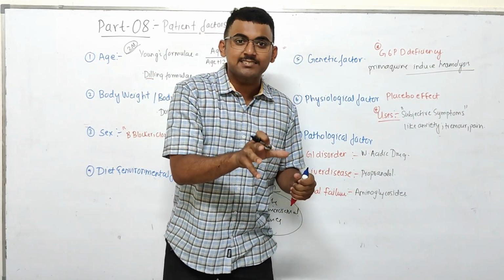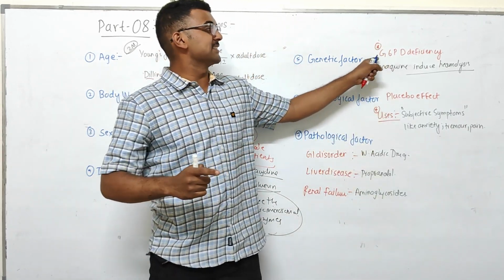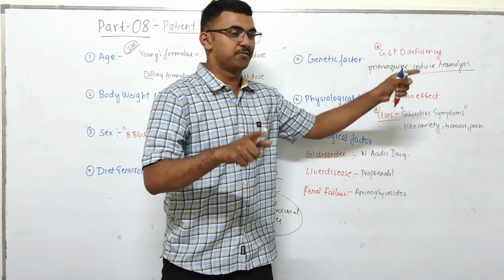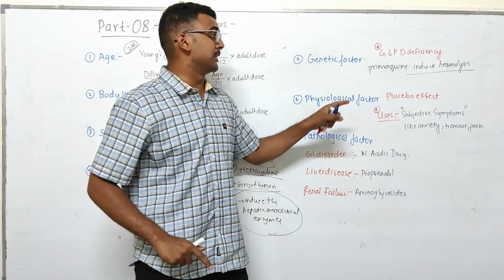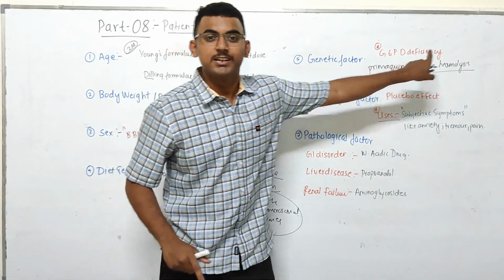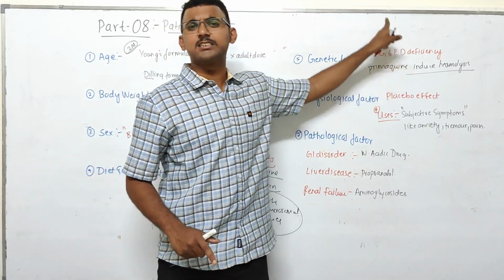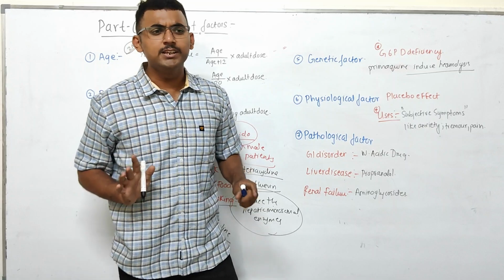So based on the genetics, what is going to happen? If the patient has G6PD deficiency and you administer the drug primaquine, then this patient is going to have hemolysis. There are various other genetic factors also, but from the exam point of view, if you write one or two, it will be more than enough.